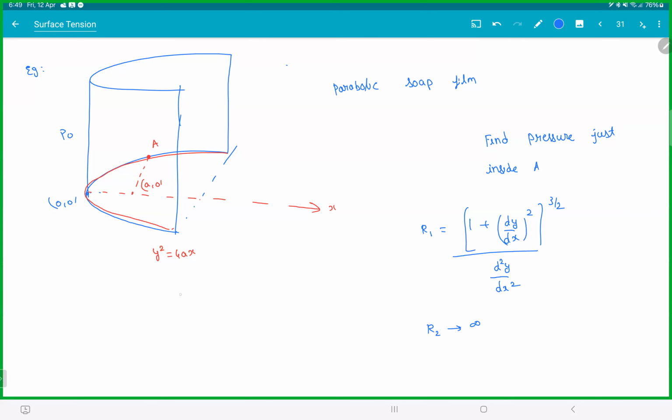Then you are done. What is excess pressure? So PA would be P naught plus S by R1. You can just differentiate that function and substitute x is equal to A, 0, and you'll get the answer. Clear?